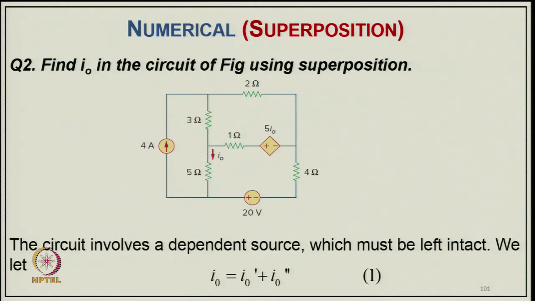Now, coming to the second numerical example: find I0 in the circuit of the figure shown here using the superposition theorem.